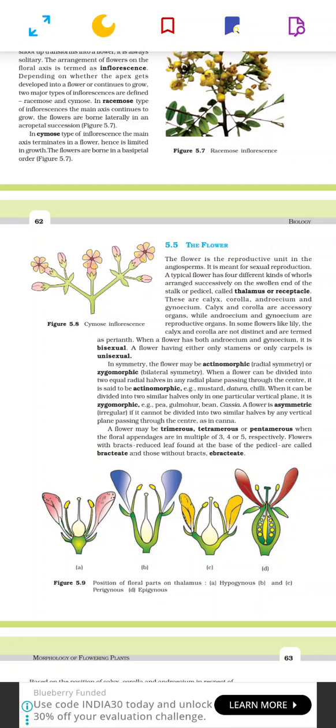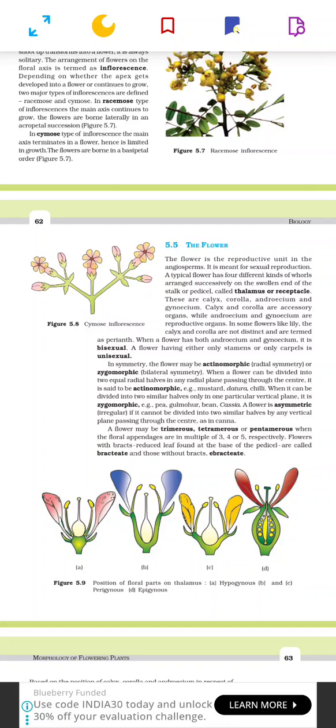In symmetry, the flowers may be actinomorphic, that is radially symmetrical, or zygomorphic, that is bilaterally symmetrical. When a flower can be divided into two equal radial halves in any radial plane passing through the center, it is said to be actinomorphic. For example, mustard, datura, chili, that belongs to the Solanaceae family. When it can be divided into two similar halves only in one particular vertical plane, it is zygomorphic. For example, pea, gulmohar, bean, cassia. Pea and bean belong to the Leguminosae family, and gulmohar and cassia belong to the Caesalpinaceae family.